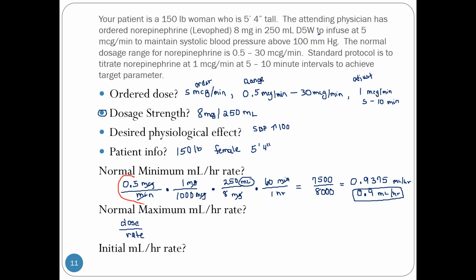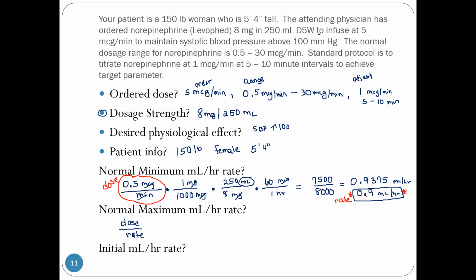So dose is what's ordered here, or from the range, dose is the whole way in that ordered part with micrograms per minute. So that is dose. And here in the box, this is my rate.